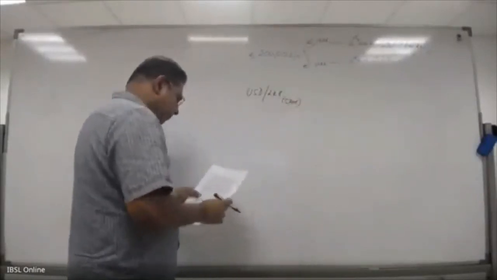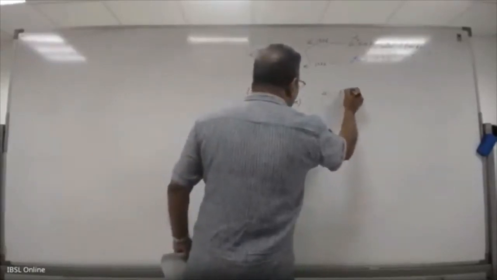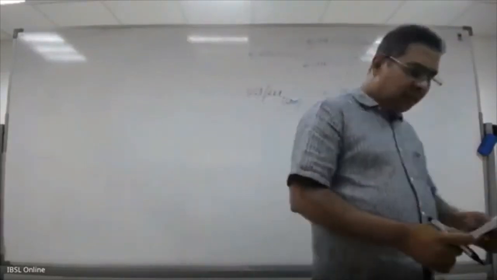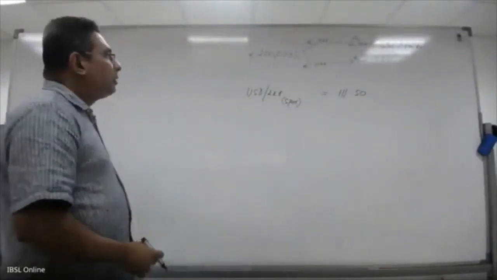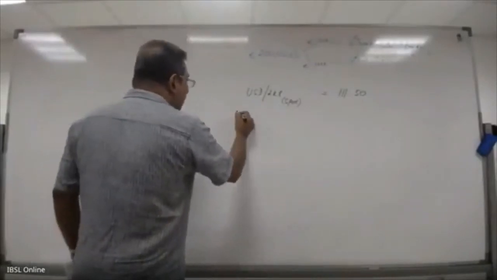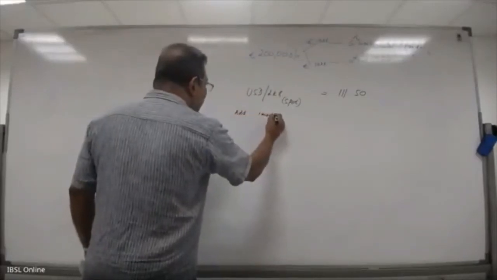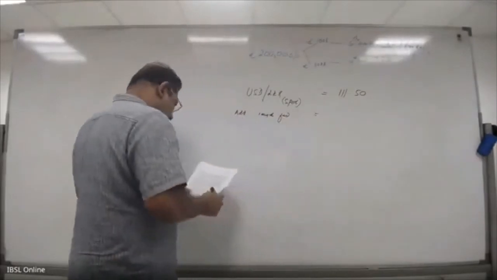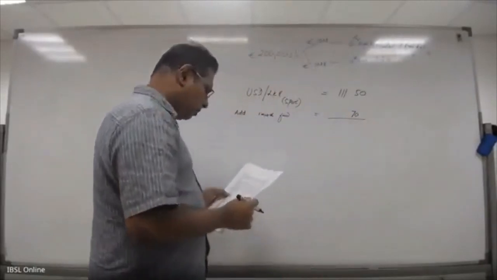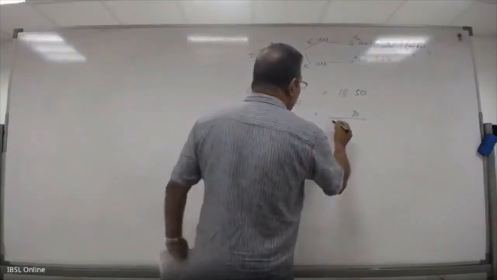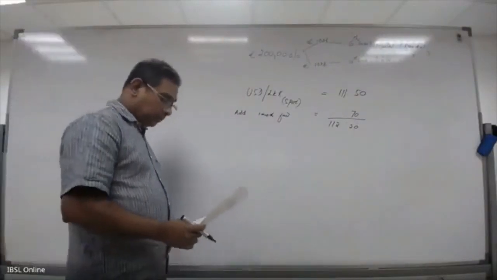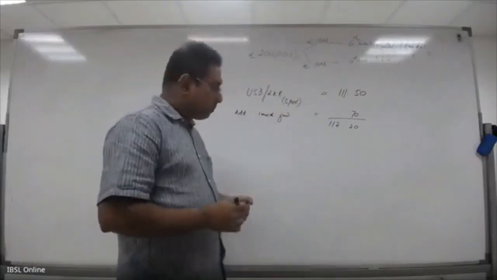USD LKR spot 111.50. And 1 month forward 0.70. And then 12.20. Right.